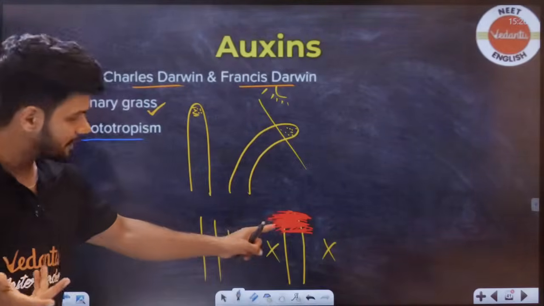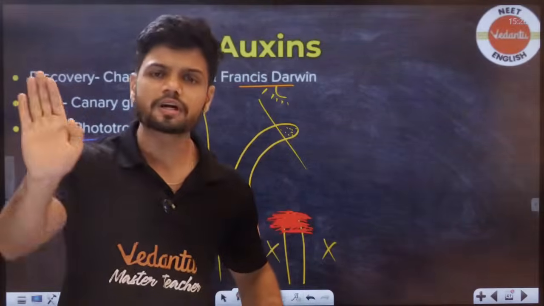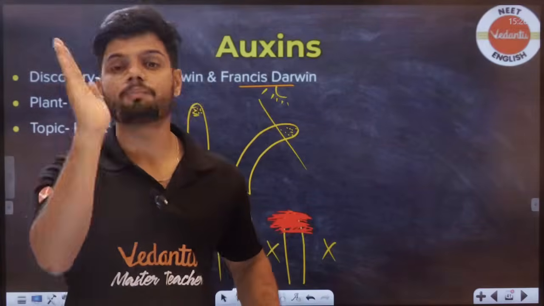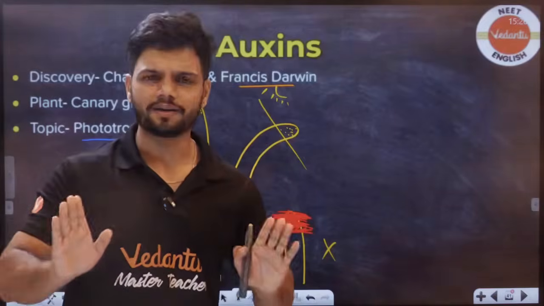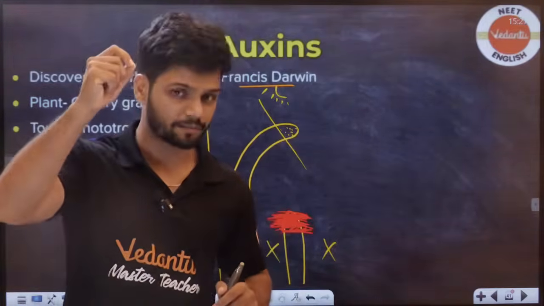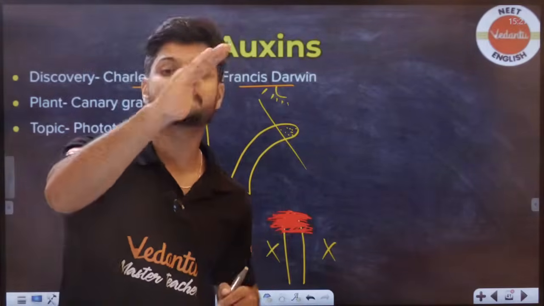One more experiment they did: they completely covered the whole tip. In that case also the plant did not show bending anywhere. So finally they realized there is something in the shoot tip of canary grass, or plants normally, which is helping it to grow towards the sunlight.